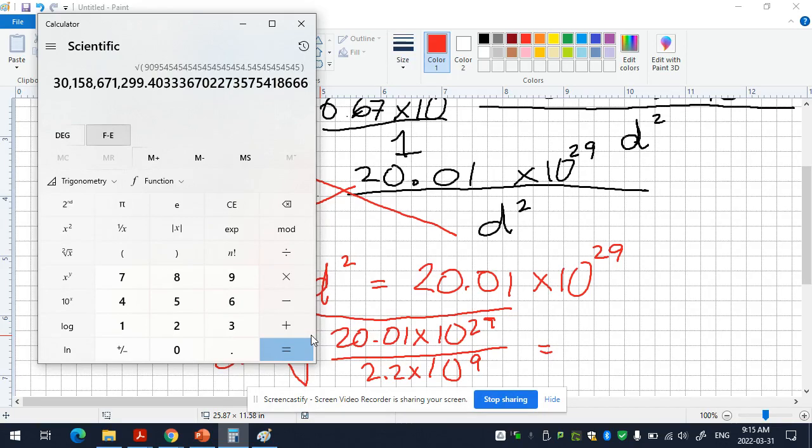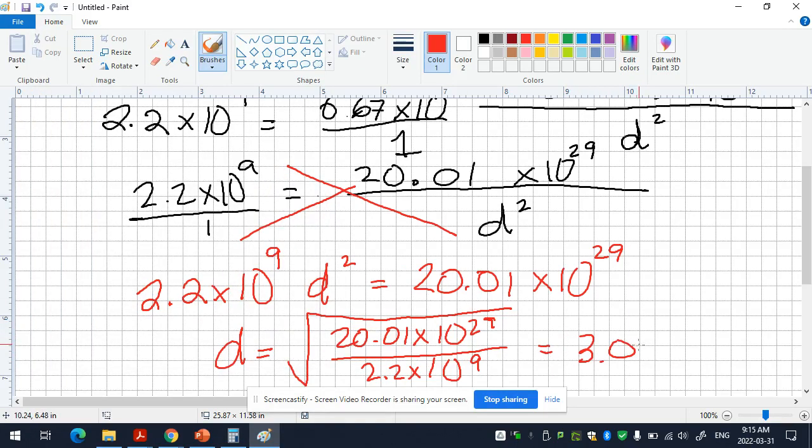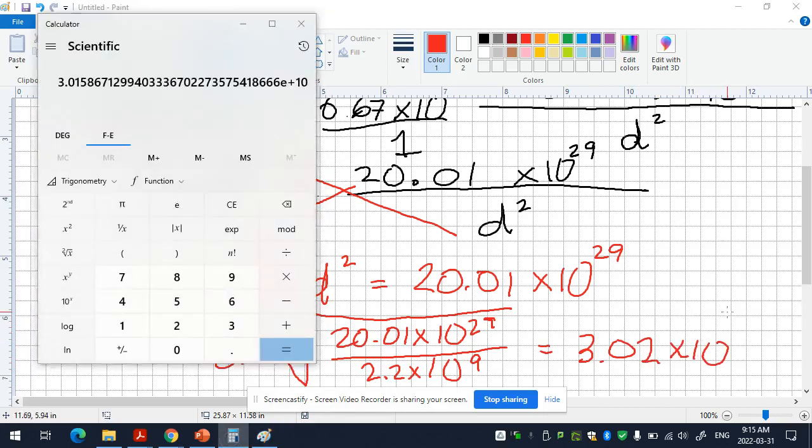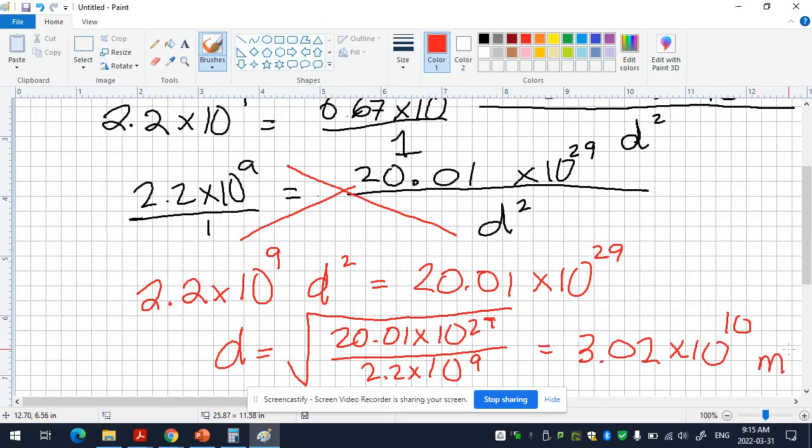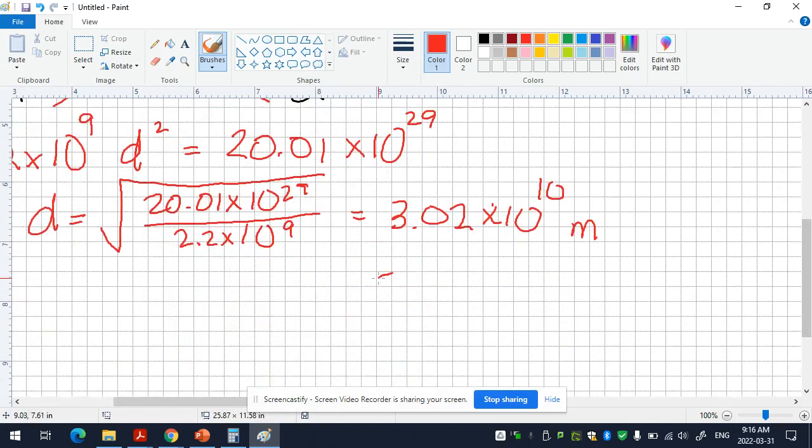Let's write it in scientific notation right there. Boom. Can somebody read that? 3.01. So 3.02 times 10 to the 10. In what unit? Meters between the centers. Can someone convert this to kilometers? How do you go from meters to kilometers? Remember, when you go from a small unit to a big unit, you always divide. When you go from big to small, you multiply and magnify. So this would be 3.02 times 10 to the 7 kilometers.